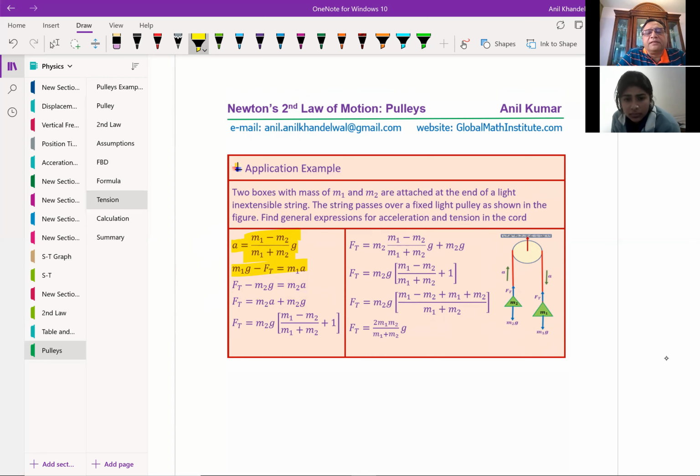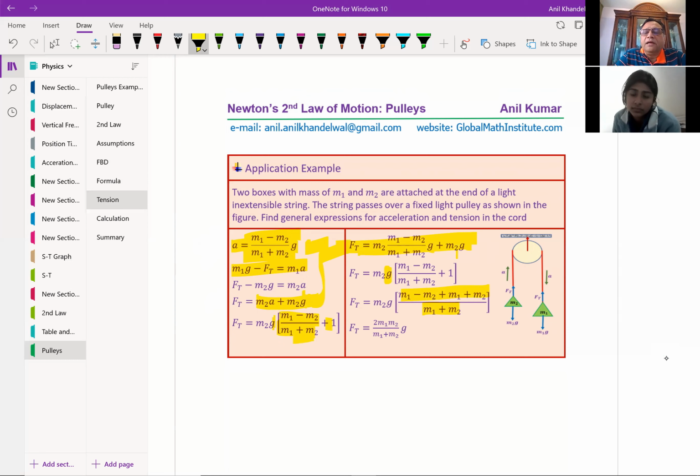Let me just go one by one. So m1g minus Ft is m1a. Taking m2g on the right hand side, we get Ft, which is the tension force, is m2a plus m2g. Now substituting the value of a, which we just calculated, we can simplify. Both have g common, so I factored out g, and then wrote m1 minus m2 over m1 plus m2. I've done the calculation here once again. So we have g common, and plus 1. You just simplify taking a common denominator.